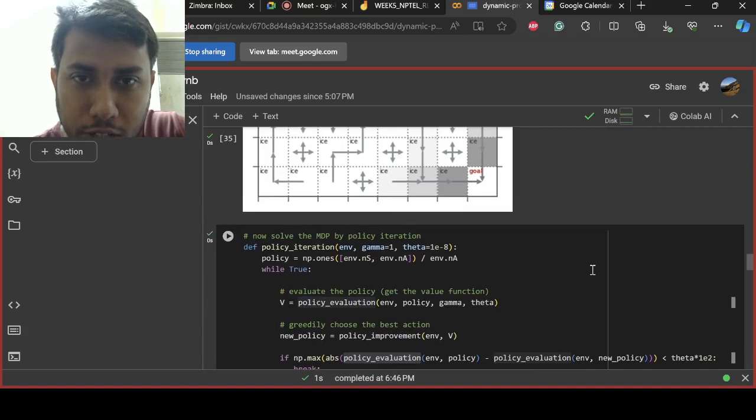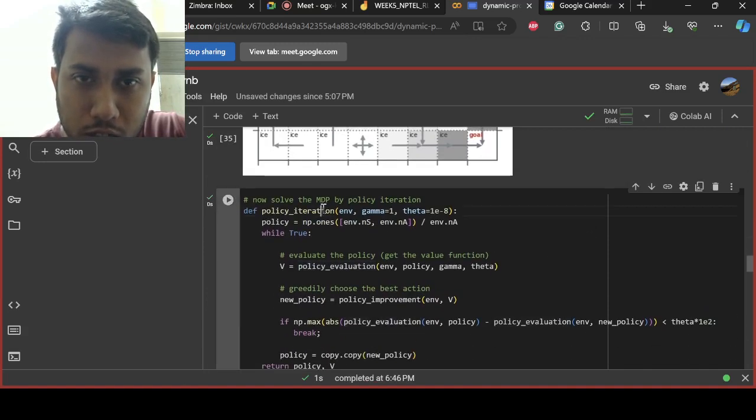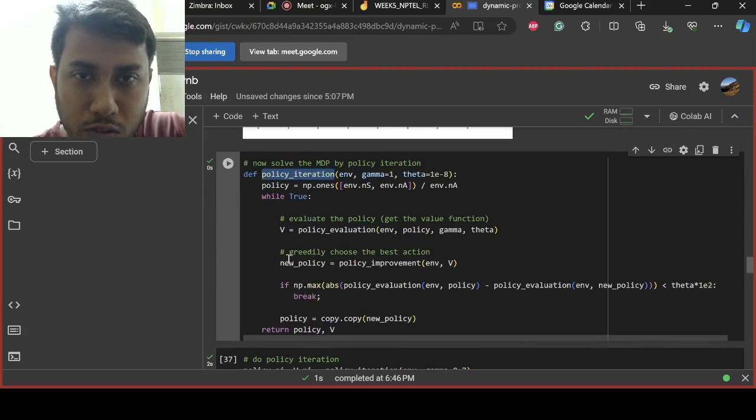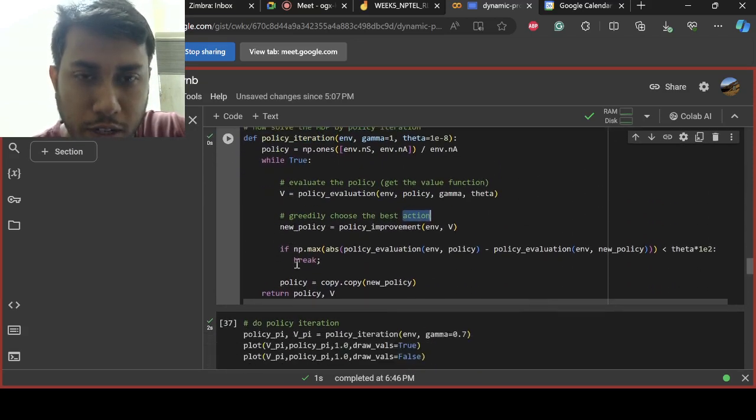So how many iterations did we run? We run it until and unless it converges. Okay, so until and unless it converges, we have done it.